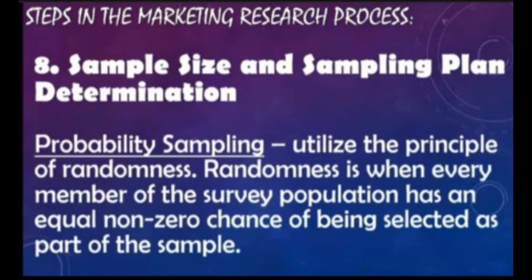So, the other sampling methodology aside from non-probability sampling is the probability sampling. Probability sampling utilizes the principle of randomness. Randomness is when every member of the survey population has an equal non-zero chance of being selected as part of the sample. So, let's say, for example, that there is a population of 100 people. In this case, every person in that 100 has a chance to be selected. Probability sampling is mostly used in quantitative research.